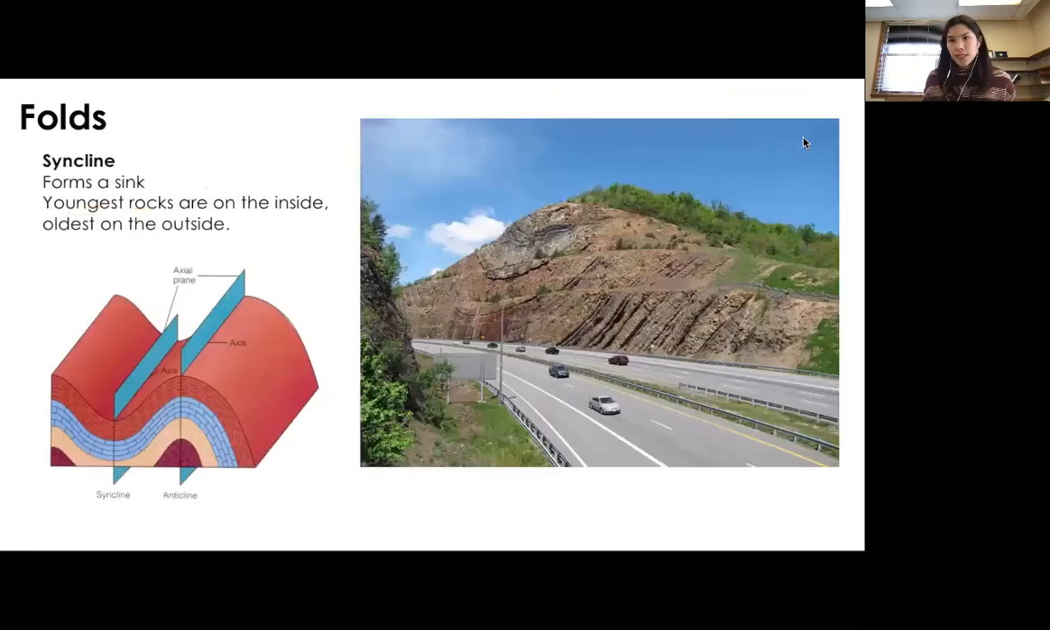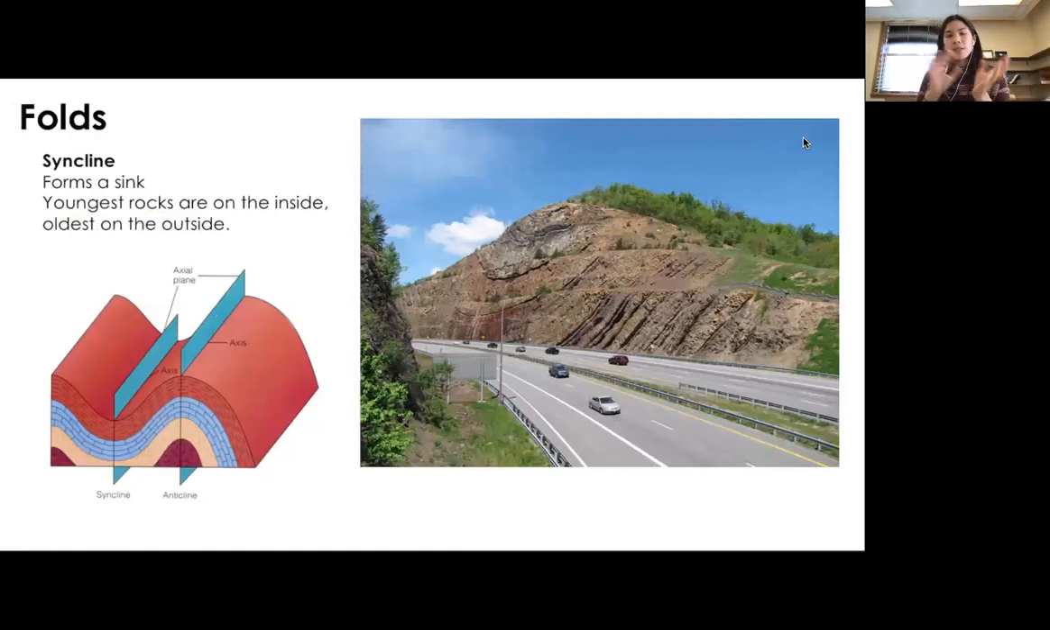Folds exist on a continuum. So if you were to take a sheet of paper and compress it, you notice the center of this paper is forming an anticline, an A-shaped fold, right? But on either side of this, the folds are forming a sink. So it's transitioning immediately from an anticline into a different type of fold, which is called a syncline.